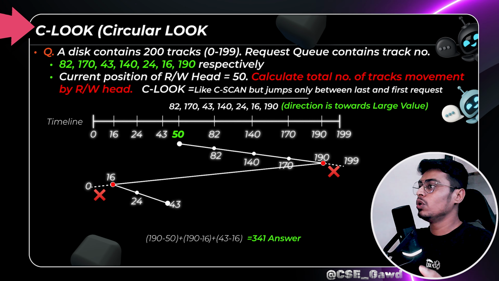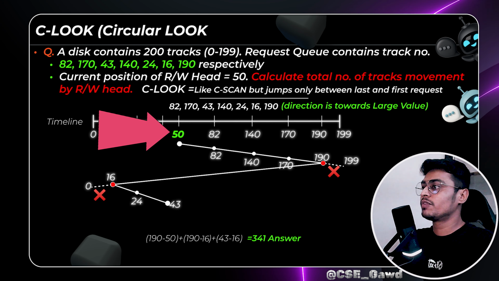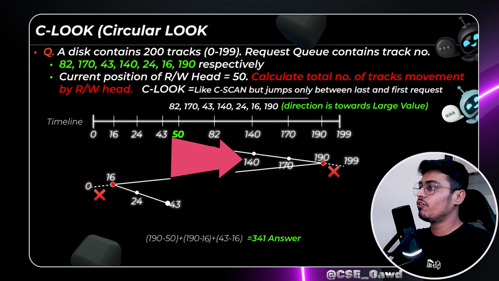Now if we look at C-LOOK, what is circular LOOK? C-LOOK is like C-SCAN but jumps only from the last request in one direction to the first request in the opposite direction. We will go from 50 to 82, then 82 to 140, then 170, then 190, and from 190 we will go to 16, and then to 24, then to 43. So the total movement will be 190 minus 50 plus 190 minus 16 plus 43 minus 16, which is equal to 341. So that was all about disk architecture, and we have seen all the algorithms.